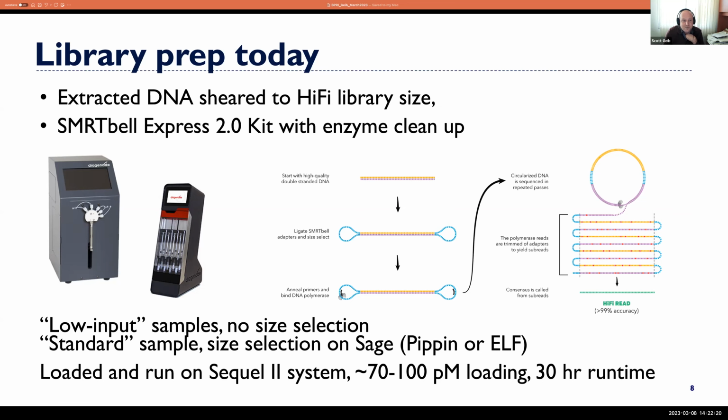If you have micrograms, you might as well shoot for 15, 20 kb because you're going to have the loading molarity you need. If you underload a Sequel system, the yield will be heavily impacted.